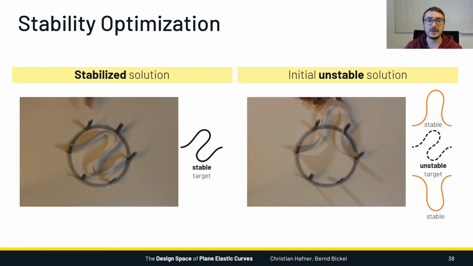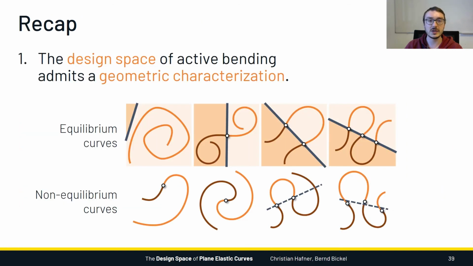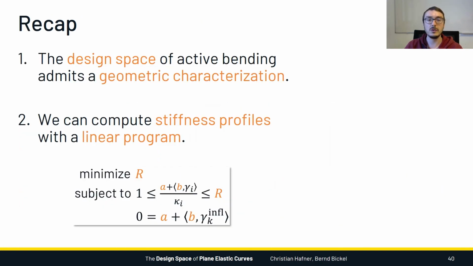Let's also compare physical models of the stabilized and initial curves. The stabilized solution on the left is very robust to physical perturbation and always snaps back into the target shape. Meanwhile, the initial curve is unstable and always snaps either up or down into a different equilibrium state, and it cannot keep its shape in the target state.